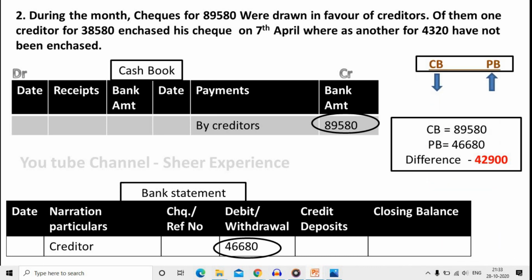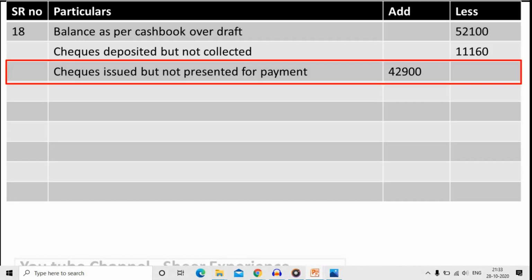When I am preparing the bank reconciliation statement as per cash book overdraft balance, I have to refer our check to passbook balances. Here passbook balance is more. So I will mention the difference amount in the add column. So 42,900 in the add column, and in the particulars column, checks issued but not presented for payment.